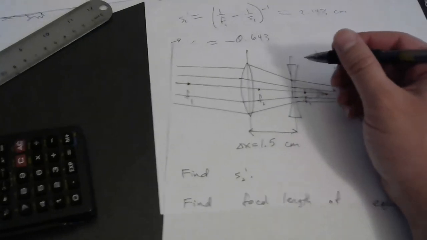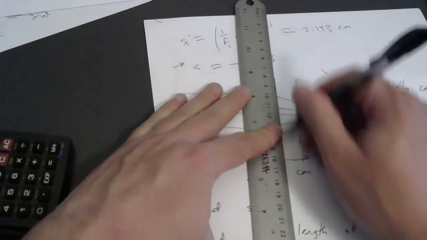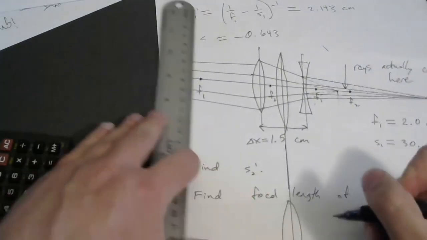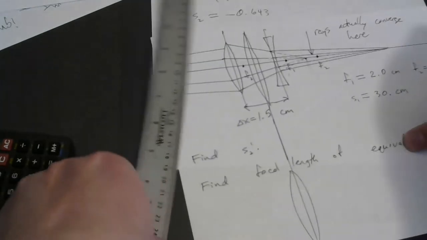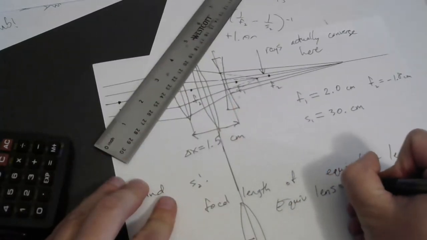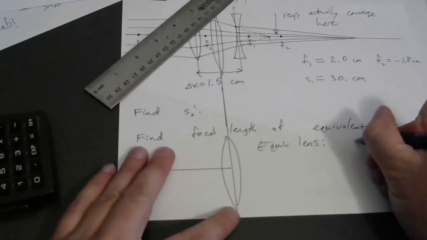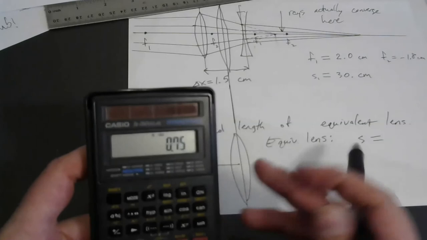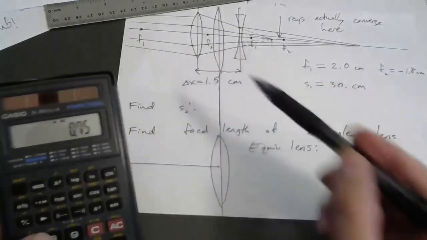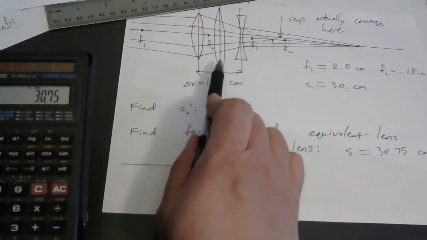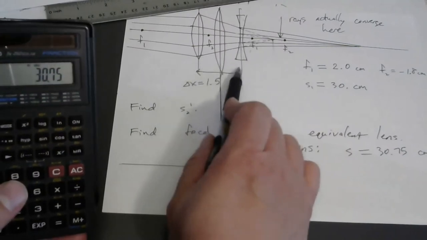Your book suggests imagining an equivalent lens halfway between these two. So just replace those two lenses by a single lens. And first, let's find the new object distance. So for the equivalent lens, the object distance S, well, this distance is 1.5. If we take half of that, 0.75 is this distance. Add to that the 30 centimeters. Well, 0.75 plus 30, of course, that's 30.75. So the object, which is 30 centimeters to the left of this lens, would be 30.75 centimeters from this effective lens, which is halfway between the two.